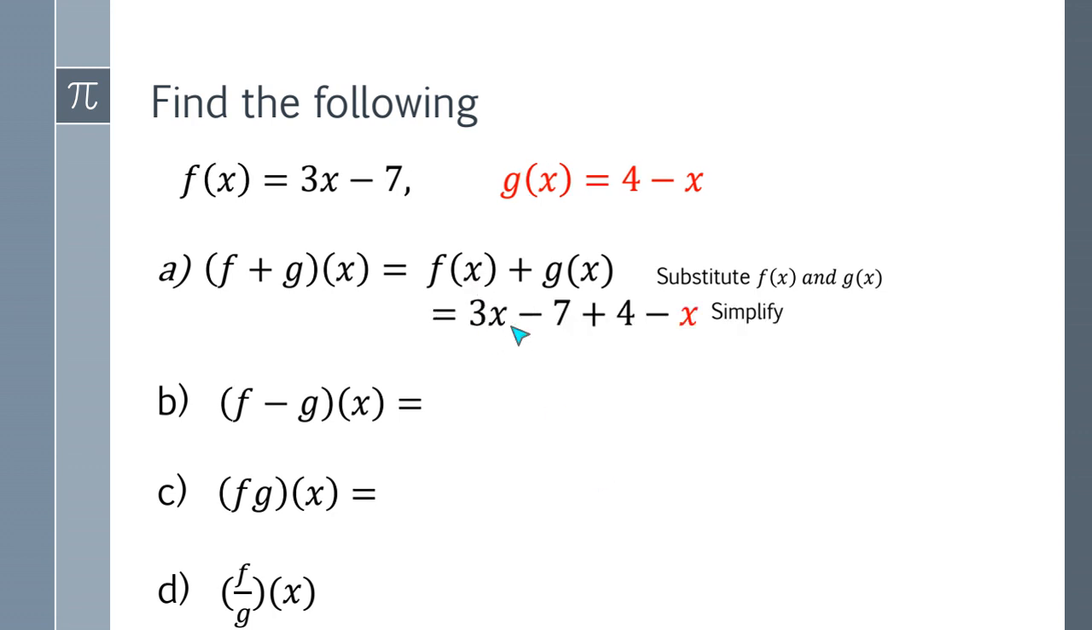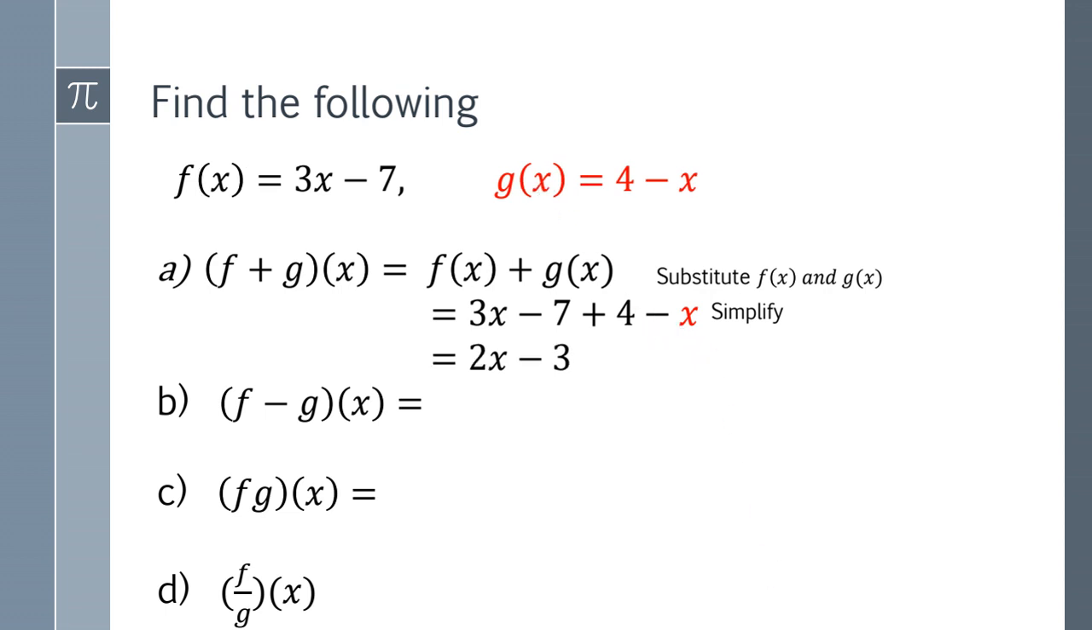So my f of x is 3x minus 7. My g of x is 4 minus x. Okay. And now we just simplify. So 3x minus x is 2x. Negative 7 plus 4 is negative 3. So this would be your answer.